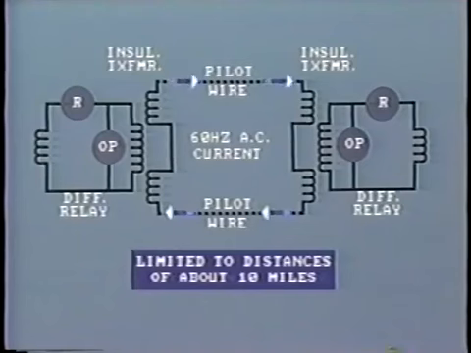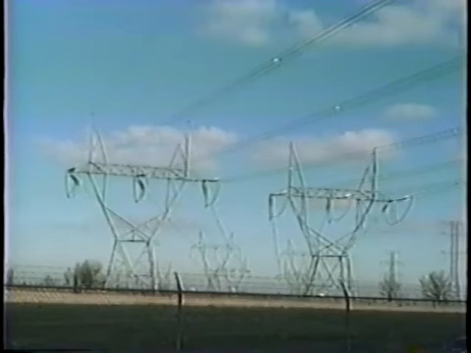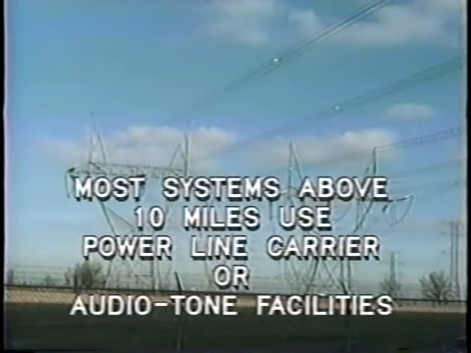Several different types of communication channels can be used to interconnect relays at each end of the line. The pilot wire system that we discussed in the last segment is really only practical for short distances, up to about 10 miles. Above this distance, most of the pilot relaying schemes use power line carrier or audio tone facilities to communicate.